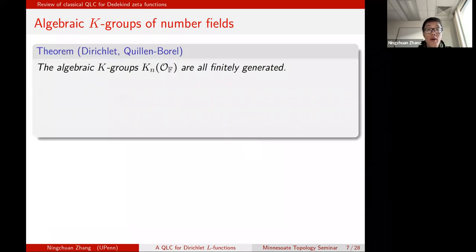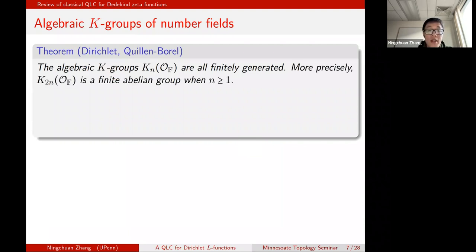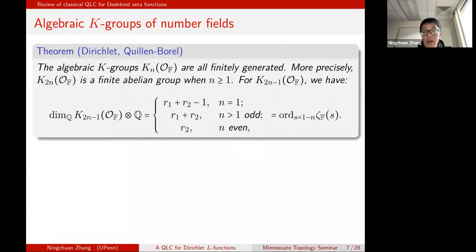The first is the Quillen-Borel theorem, which says algebraic K groups of the ring of integers of a number field are all finitely generated. So you may ask, what about the ranks? In even dimensions, it's actually going to be just finite, so a finite abelian group. In all degrees, you can say the dimension of the rational algebraic K group of O_F is equal to those numbers which are precisely the orders of vanishing of zeta_F at the negative integers. So in this sense, the Quillen-Borel theorem generalizes the Dirichlet-Dedekind theorem, at least the rank part.